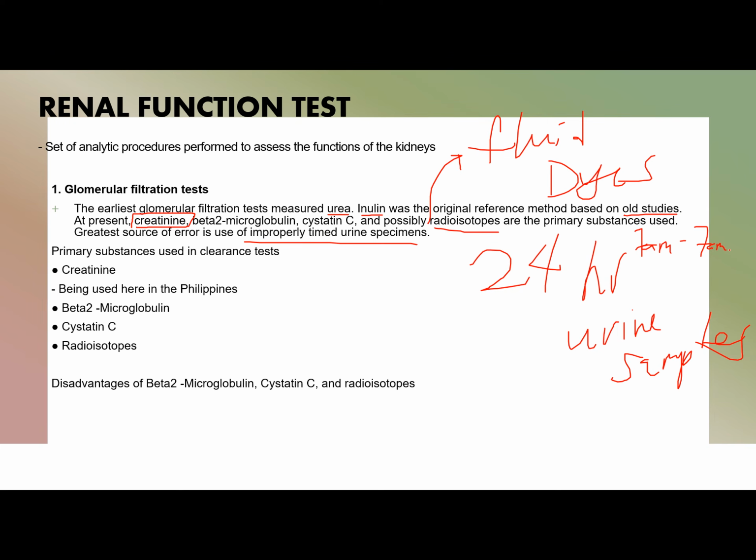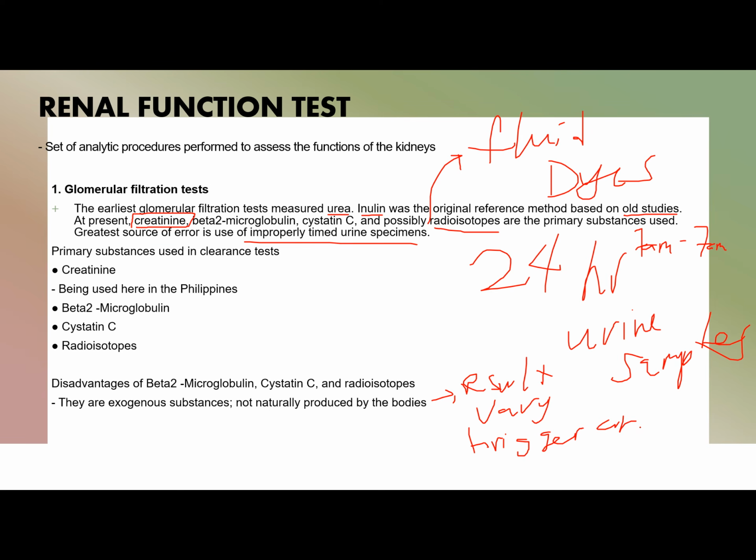Now, what are the disadvantages of beta-2 microglobulin, cystatin C, and radioisotopes? Itong tatlong to, class, they are not routinely used in measuring filtration rate ng katawan natin, because they are exogenous substances not naturally produced by the body. So, hindi talaga sila present sa body natin. And if they are not present in the body, class, the result could vary, pabago-bago. And it can trigger an immune response.